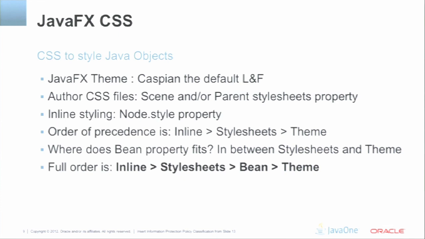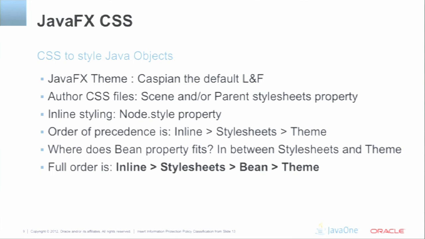Another way to set style on a node is by inline styling it. Each node has a style property, similar to the web, where you can directly add CSS declarations. So we can already see that we have three origins of styling: the defaults that come out of the box, the CSS files you can add, and the inline styles you add directly to the node. There is an order of precedence between these three: inline is stronger, and style sheets override the theme.